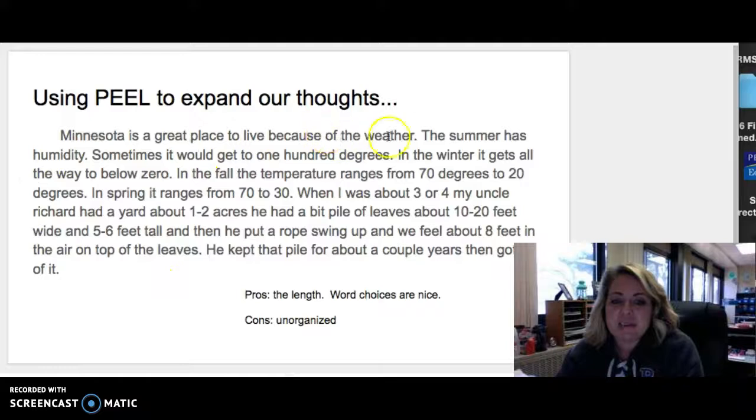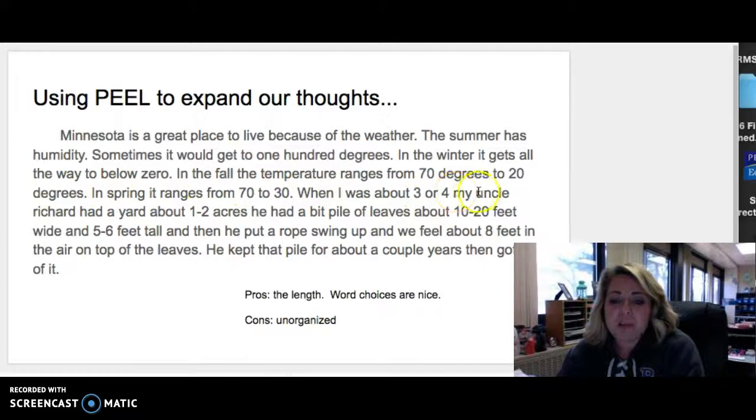Minnesota is a great place to live because of the weather. The summer has humidity. Sometimes it would get to 100 degrees. In the winter, it gets all the way to below zero. In the fall, the temperature ranges from 70 degrees to 20 degrees. In spring, it ranges from 70 to 30.